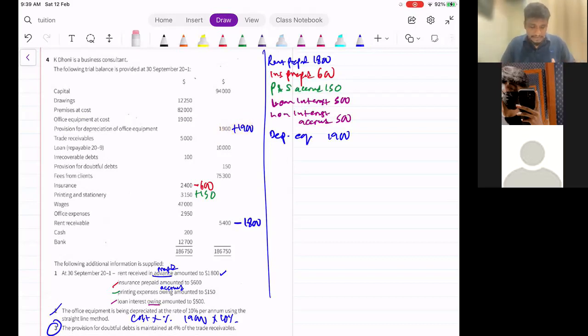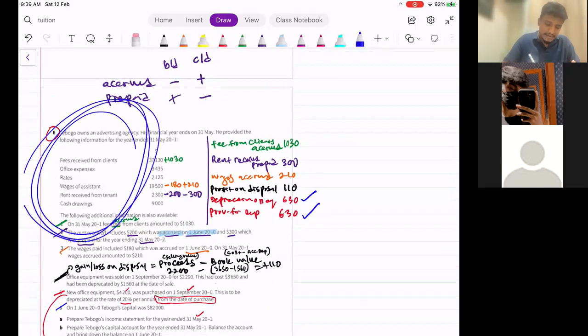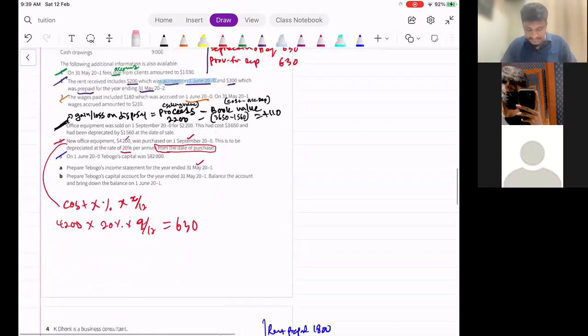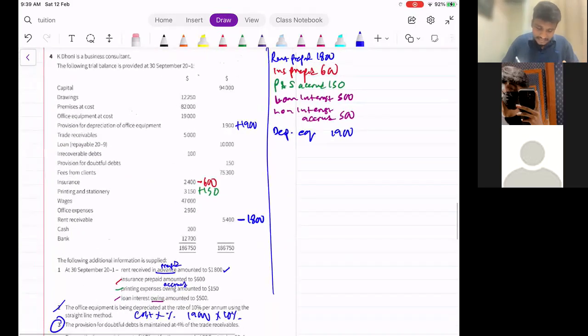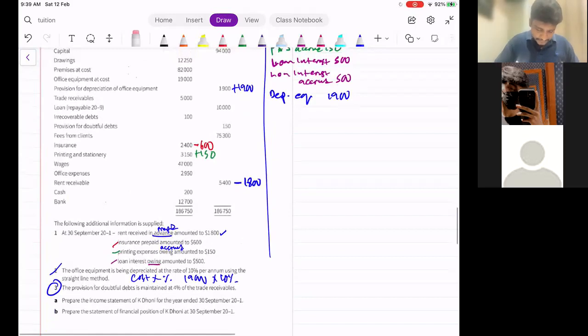Okay, sir. But in the previous question, I wrote depreciation and provision for depreciation twice because it was the first year. They hadn't created the account, so I created it for them. But in the second question, they already wrote it there. This is the second year, so I just add on only. Okay, the third one, provision for depreciation maintained at 4% of the trade receivable.